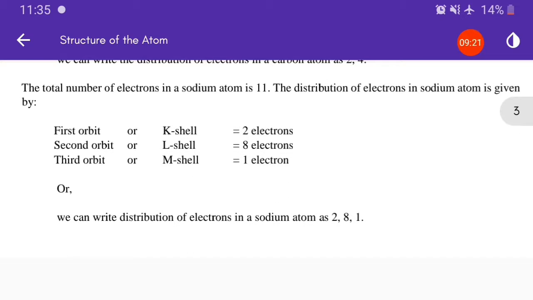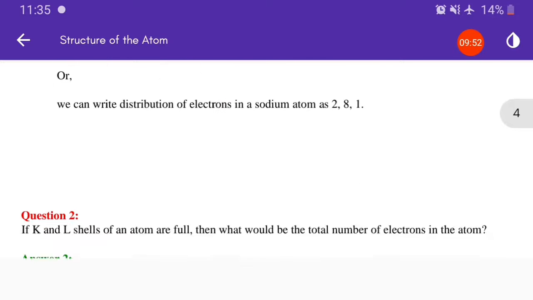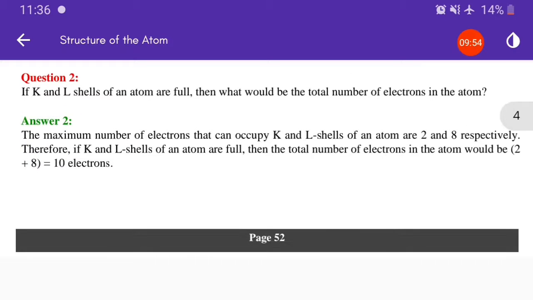And the number of electrons in sodium is 11. So the distribution of the electrons in the sodium atom is: first orbit 2 electrons, second orbit L cell means 8 electrons, that is an octet, then the remaining electron must transfer to the next cell. Third orbit, M cell, means 1 electron. So we can write the electron distribution in a sodium atom as 2, 8, 1.